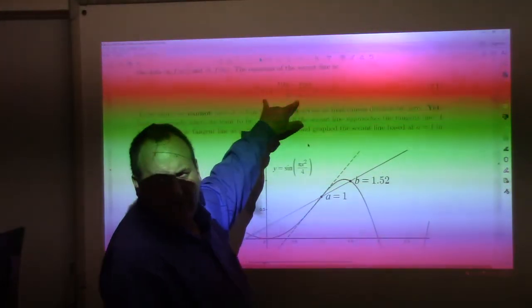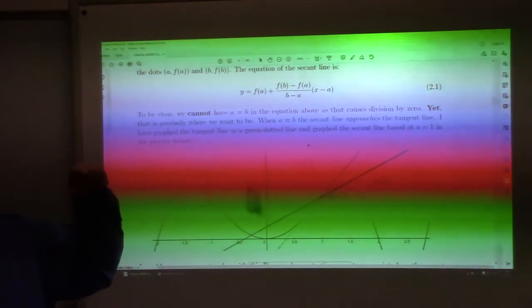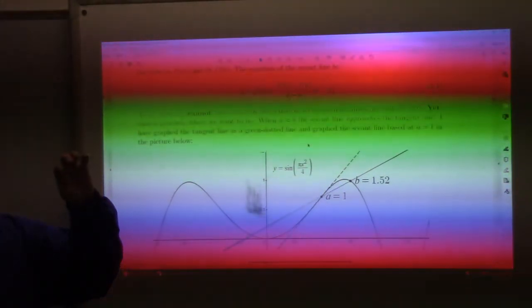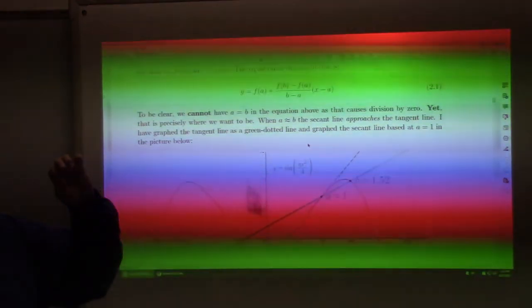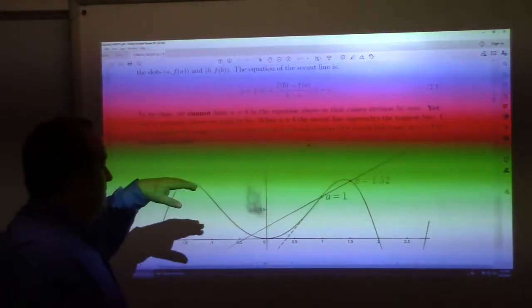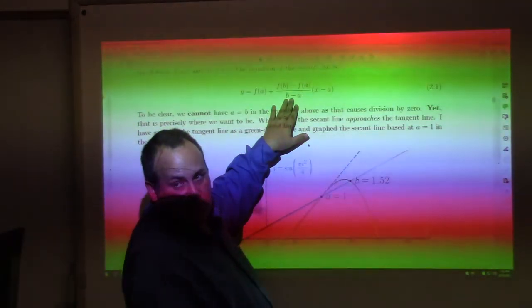So what was I just saying about the tangent line and secant? I said as the point B gets really, really close to A, the secant line gets really close to the tangent line. So look at this, look at the slope. This is the slope right here, right? f(B) minus f(A) over B minus A.